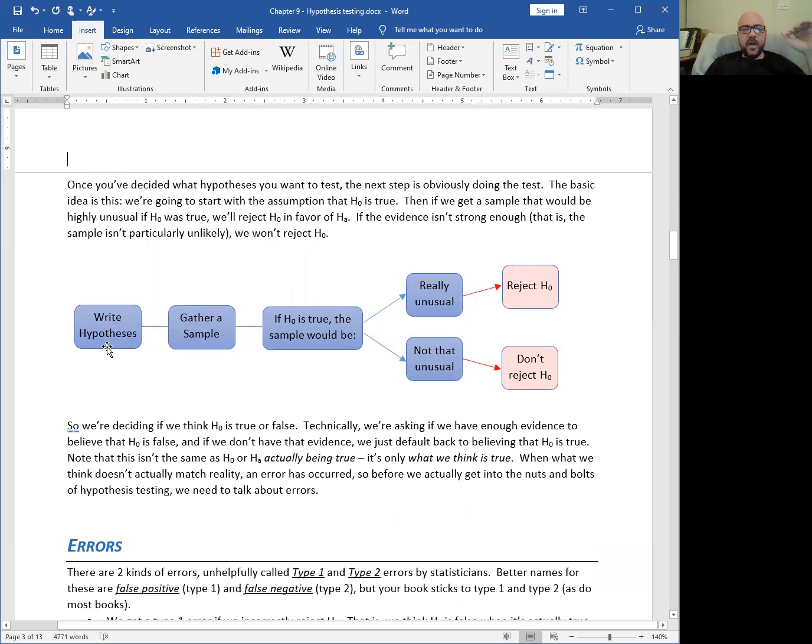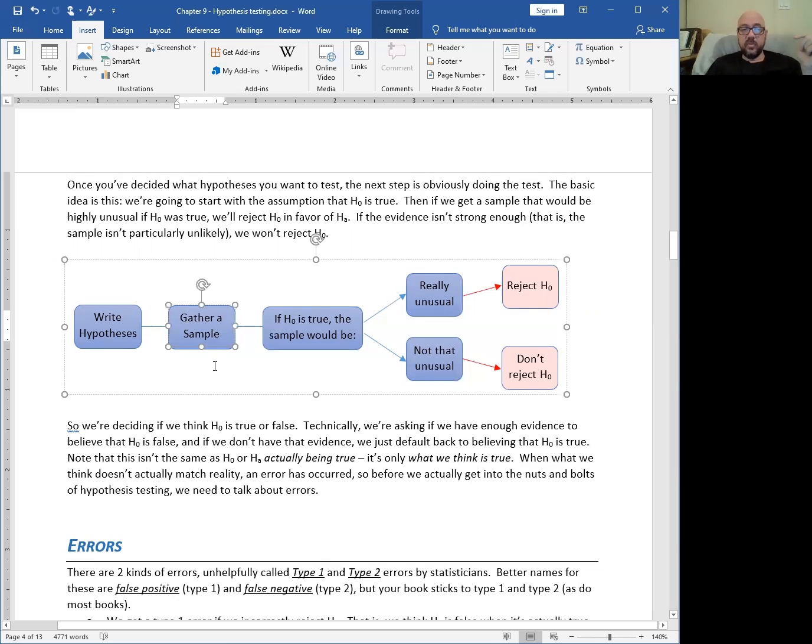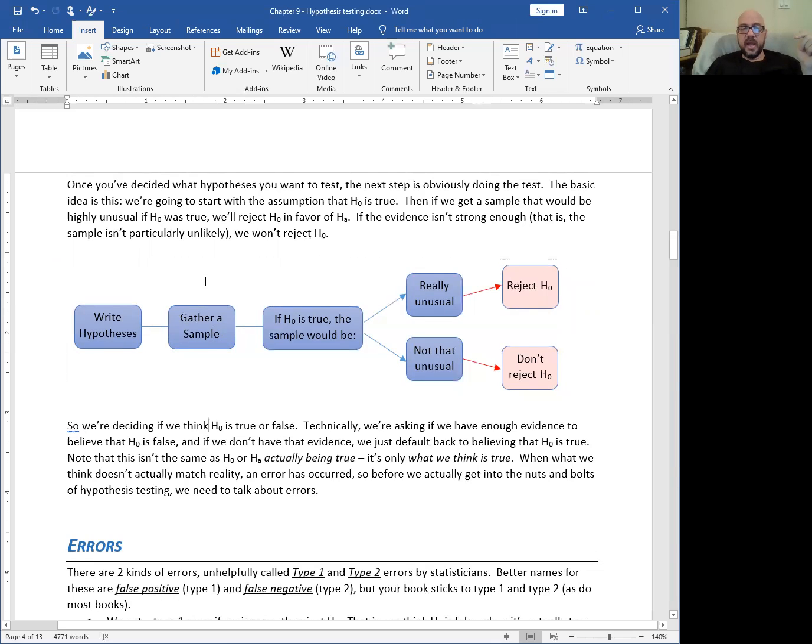I should maybe not have put write hypotheses here first. This is figure out what you're trying to test, right? Figure out, formulate a question essentially, and then turn that into hypotheses and write hypotheses. After you have done that, then you gather your sample. Notice that you never want to gather your data first before you make your hypotheses, for a variety of reasons.